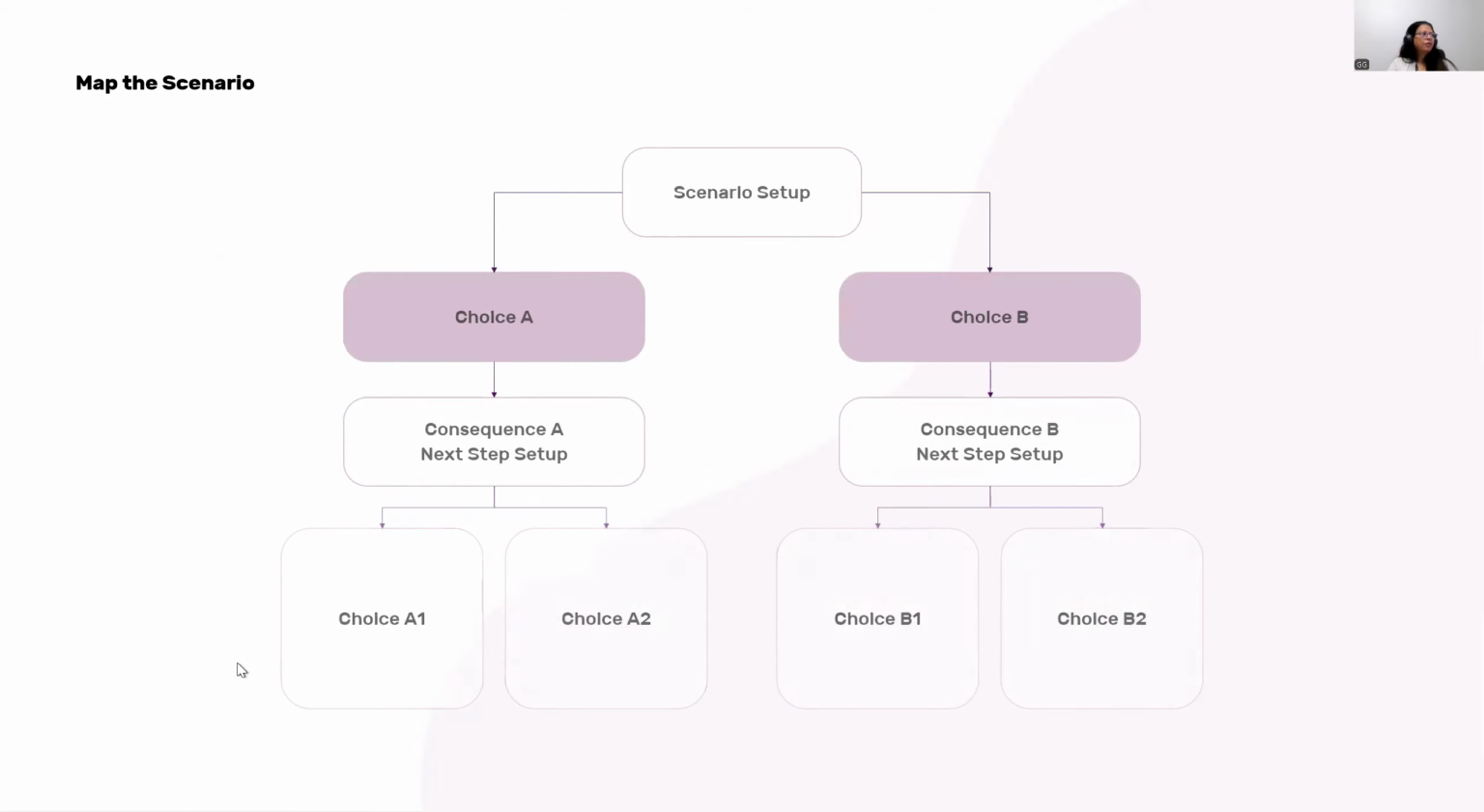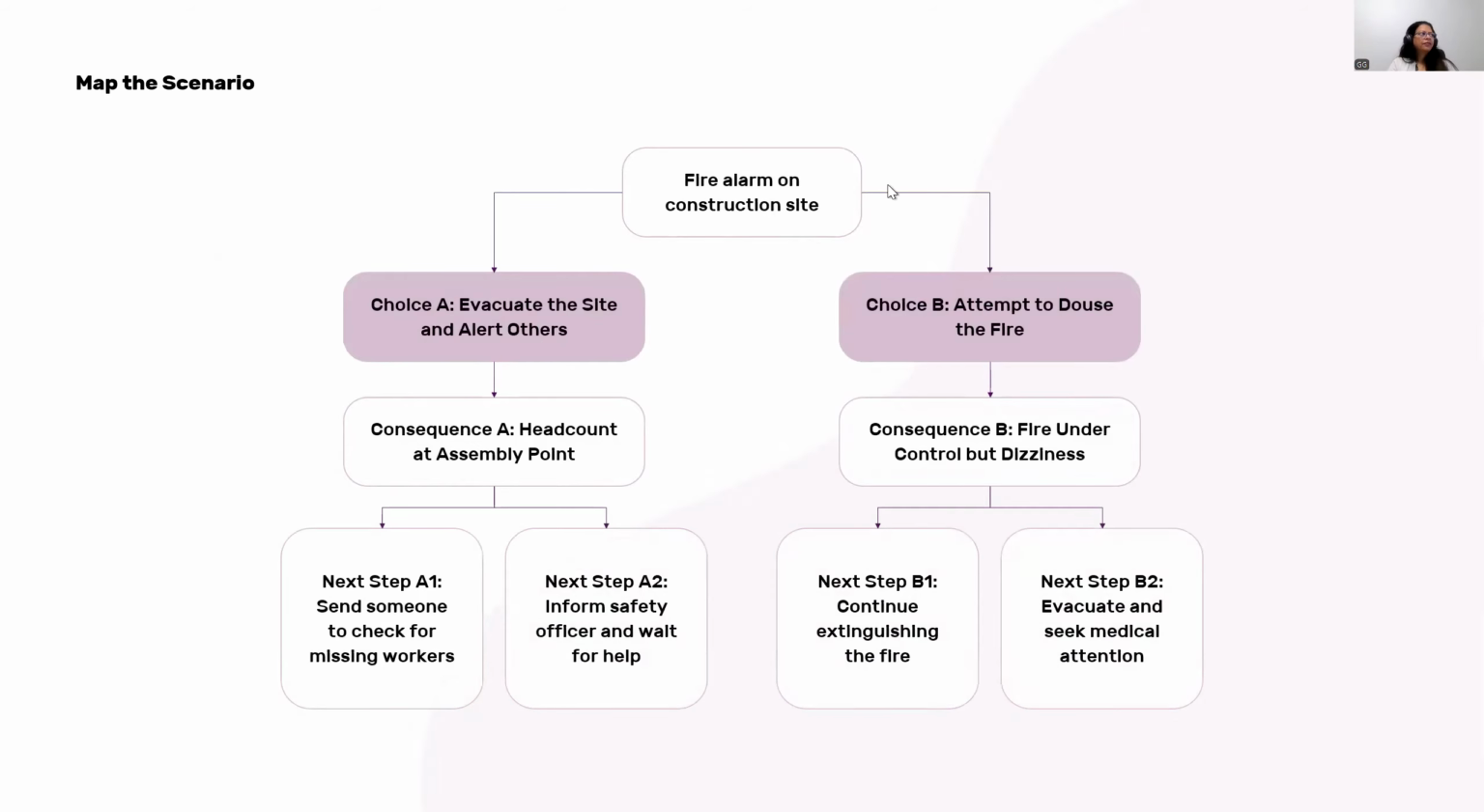Okay. In real life, what might that look like? Oh, there is a fire. Let's say this is a health and safety training on how to deal with fire. If there is a fire alarm on a construction site, you could evacuate the site or you could attempt to douse the fire. If you evacuate the site, very good. You come out, you count everybody. It's like the head count: do you have everybody out? And maybe somebody was missing.